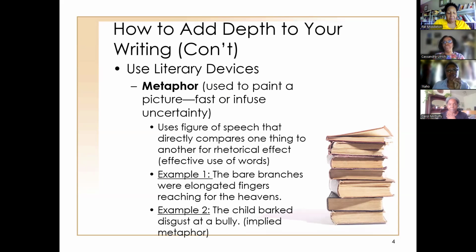Example 2: the child barked disgust at a bully. And this is an implied metaphor because you're using the word barked, which normally you would use for an animal, a dog, but here you're using it from a child's point of view, so you're relating the child to having an animal-like characteristic.